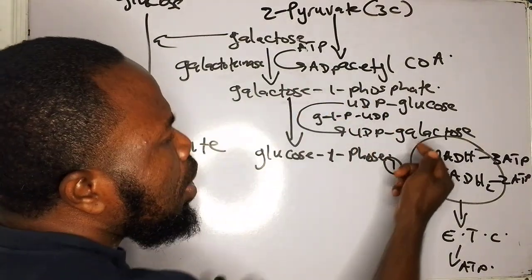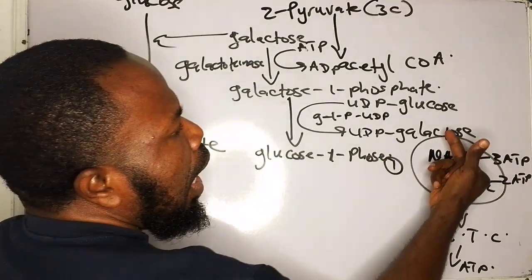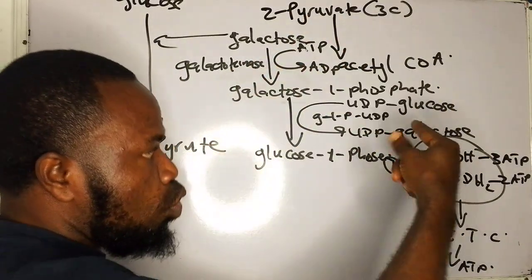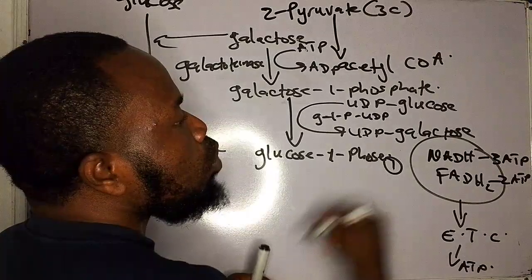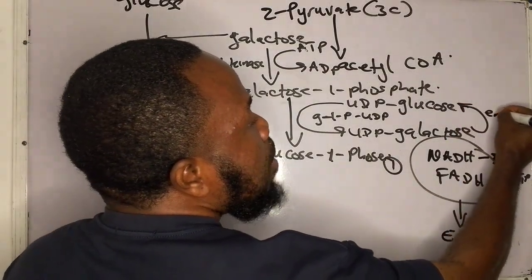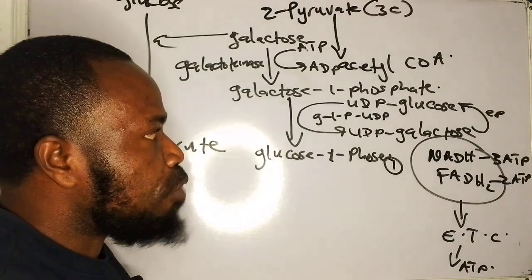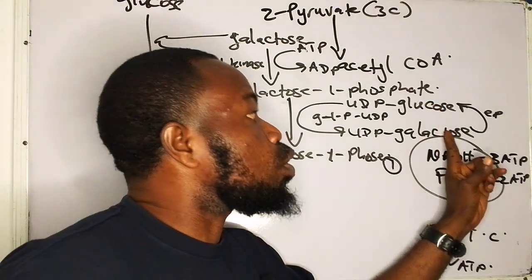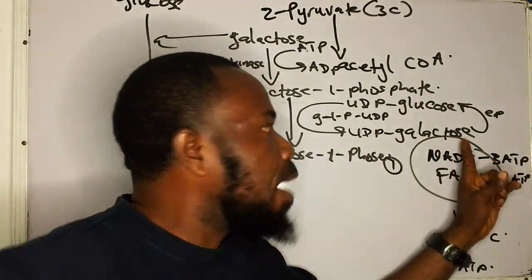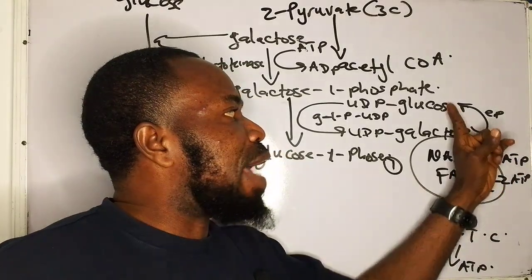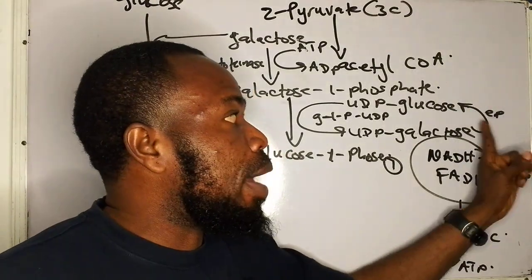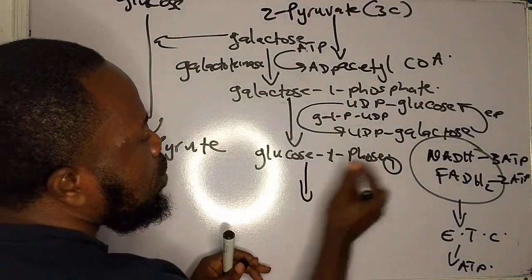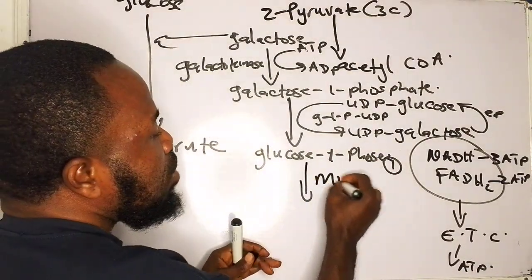Now, you might ask me a simple question. Because it's a cycle, this needs to be converted to this so that the cycle can go on continuously. This has to be converted to this. And what reaction is that? It is an epimerase reaction. Because if you remember, glucose and galactose are epimers. To be precise, galactose is a C4 epimer of glucose. So converting this is just an epimerization reaction done by an epimerase.